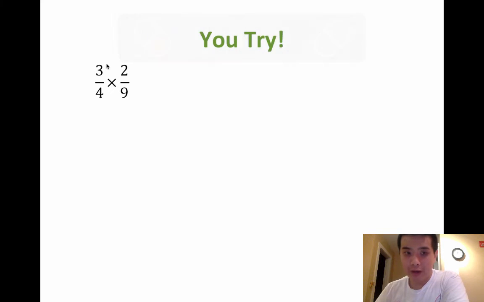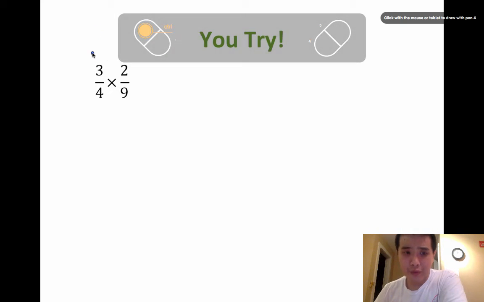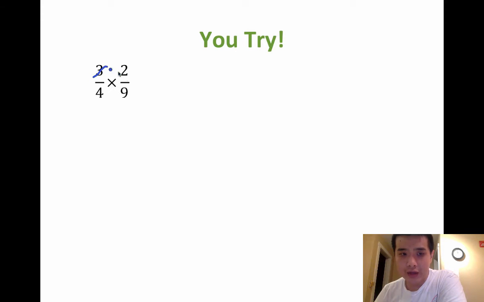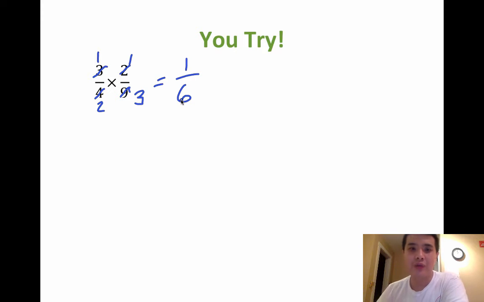When you try this problem out, what you end up finding is that we can simplify the 3 and the 9. Because both of them have a factor of 3, we can change this into a 1 and change this into a 3 over here, because 3 goes into 9 3 times. We can do the same with the 2 and the 4. They both have a factor of 2, so we cross this 2 out because 2 goes into 2 once, and 2 goes into 4 twice. Now we multiply across. 1 times 1 is 1, 2 times 3 is 6. With a final answer of 1/6.